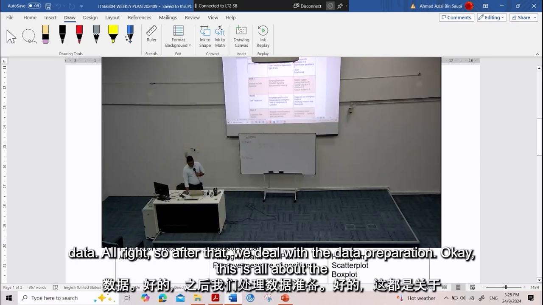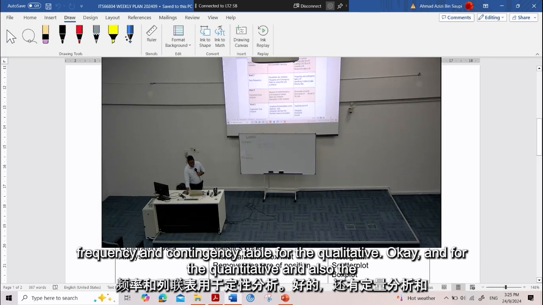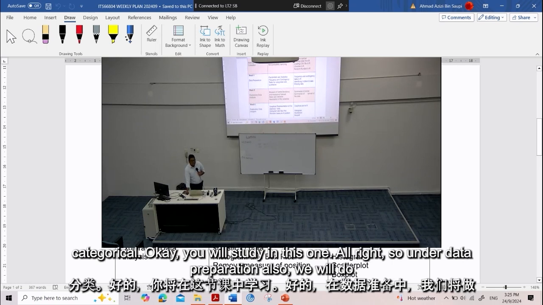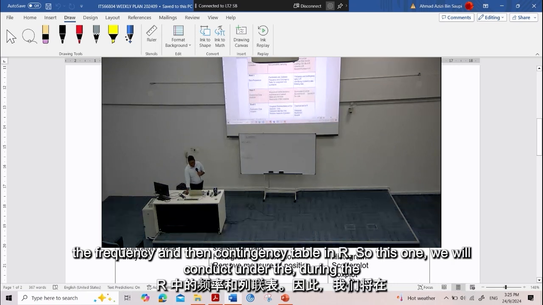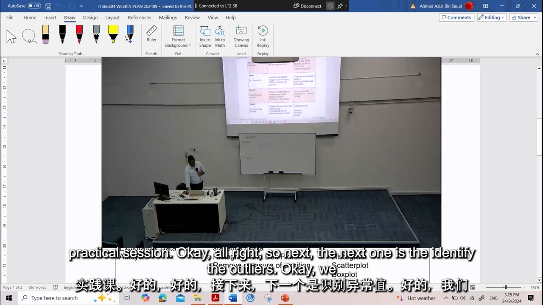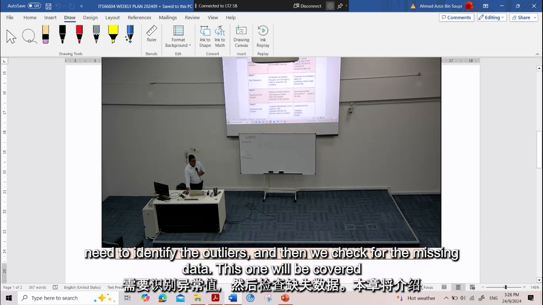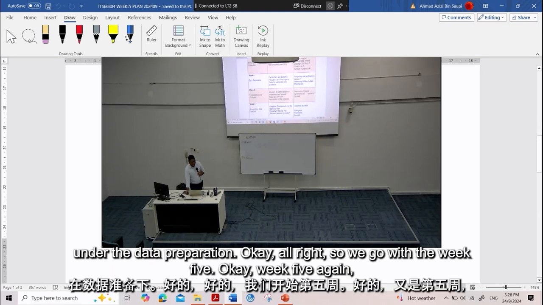All right, so after that we deal with the data preparation. Okay, this is all about the frequency and contingency tables for the quantitative and also the categorical data. Okay, you will study this one. All right, so under data preparation also, we will do the frequency and then contingency table in R. So this one we will conduct during the practical session. Okay, all right, so the next one is to identify the outliers. Okay, we need to identify the outliers and then we check for the missing data. This one will be covered under the data preparation.